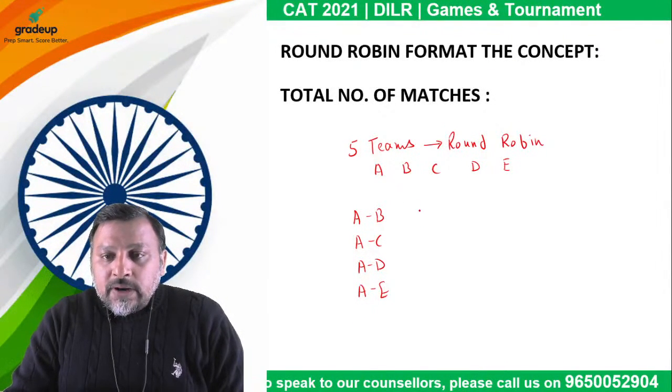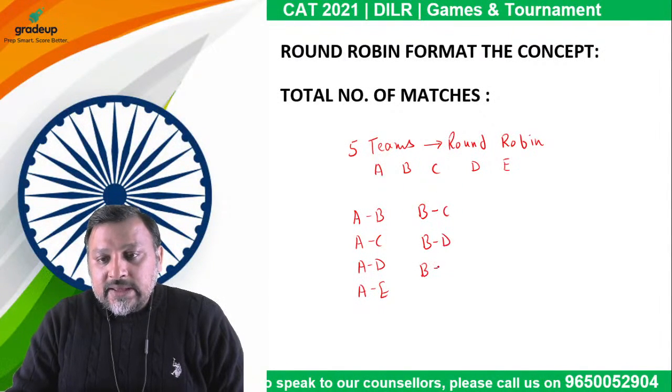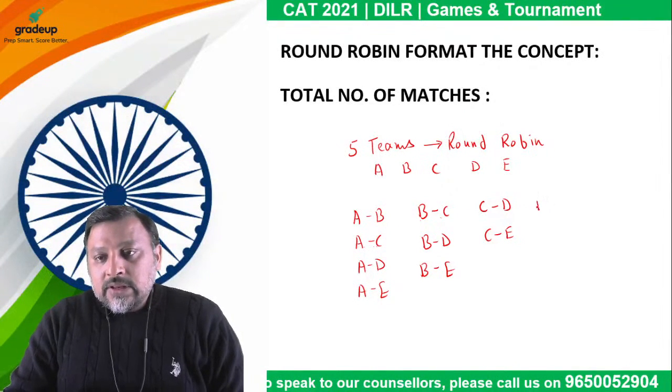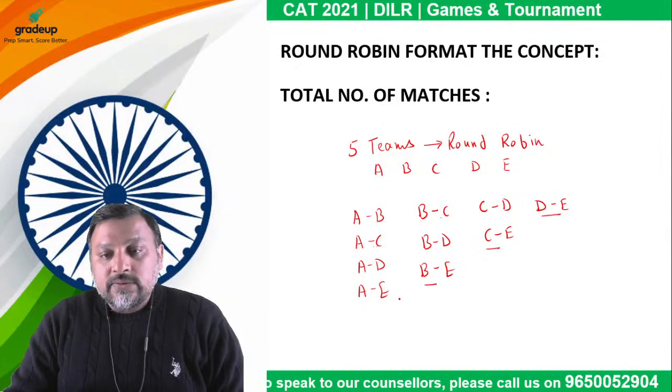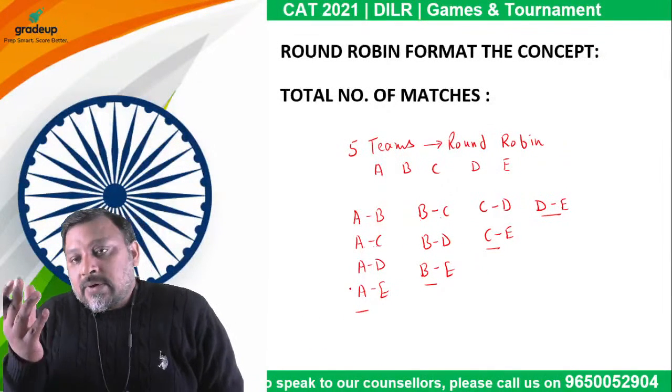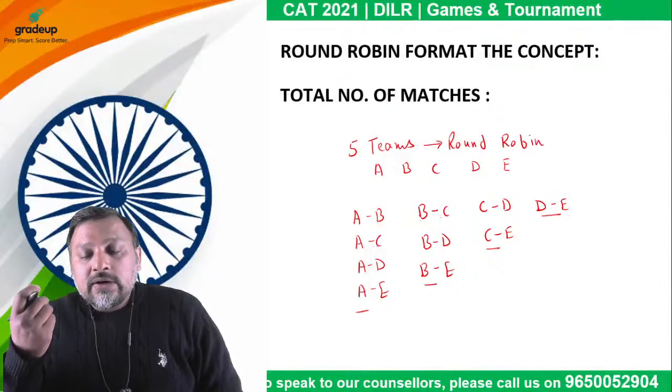Similarly, B will also play 4 matches. So, B, A we have already counted. So, B, C, B against D, and B against E. Then C against D and C against E, because B against C we have already taken and C against A also we have taken. Then finally it is D against E, and E we have already taken against the other 4 teams. So in all we have 10 matches. Okay, but you are not supposed to write down and count.